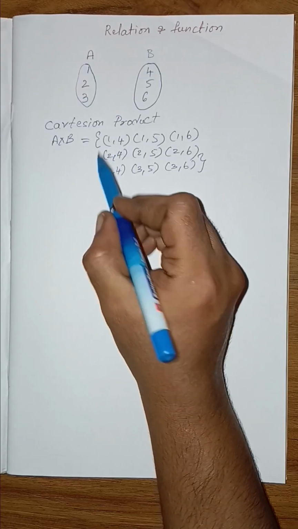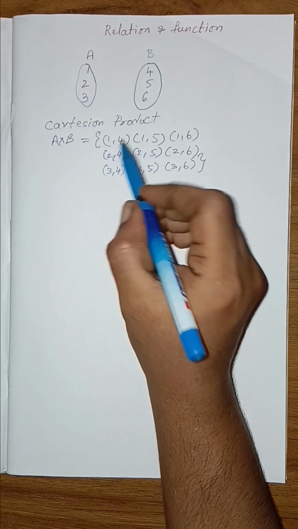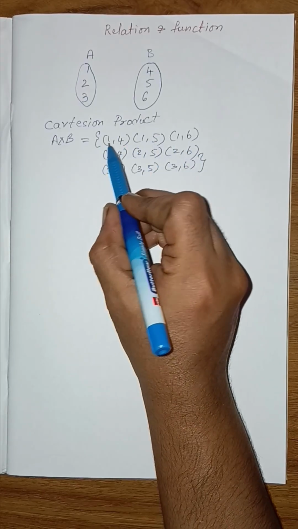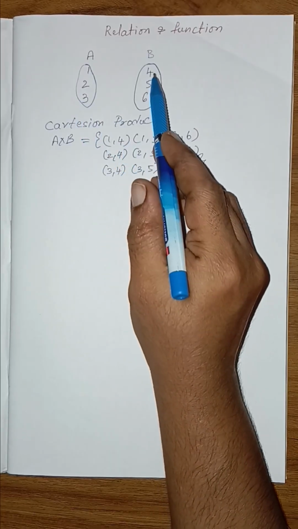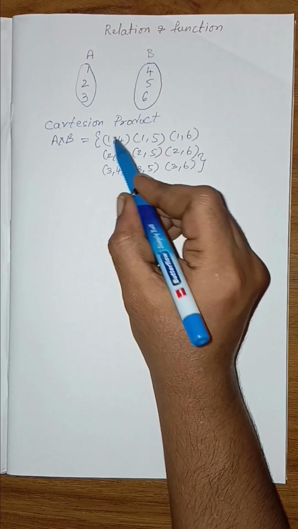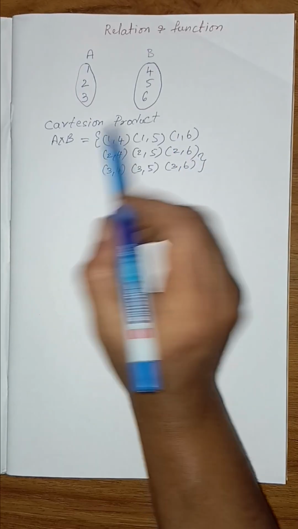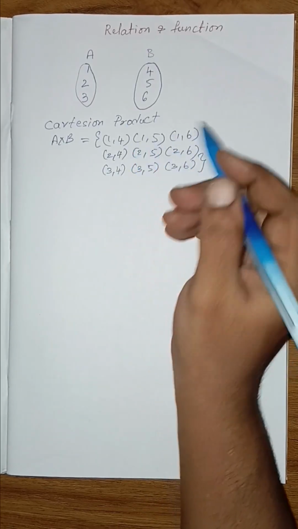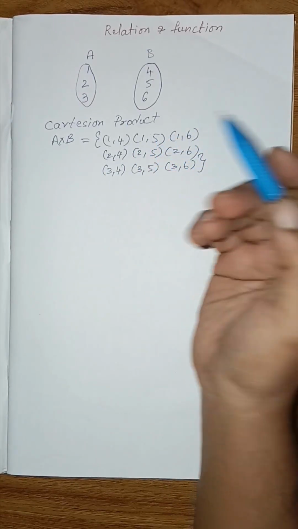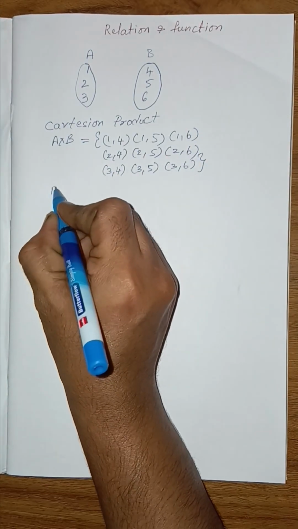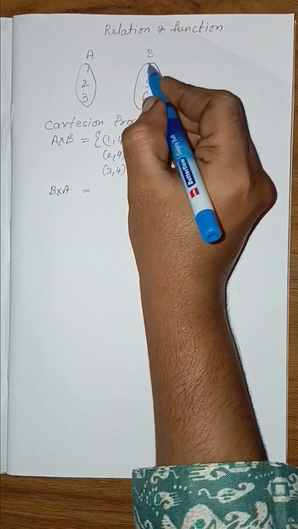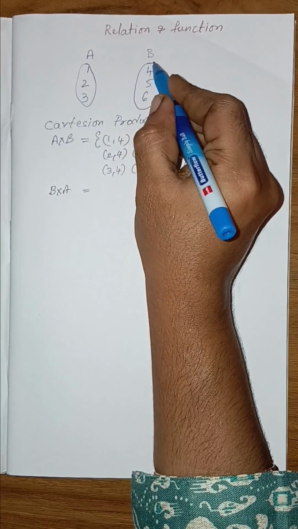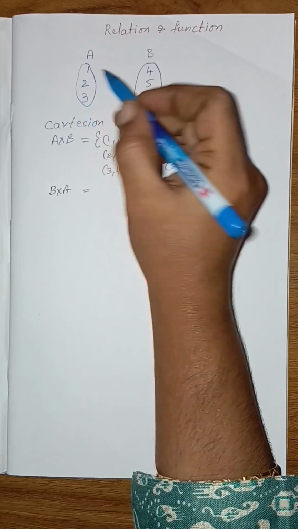So usually in our ordered pairs, the first element will be from set A and the second element will be from set B. Totally 9 ordered pairs for A cross B. Few will ask, why can't we write B cross A? Of course, we can write B cross A, but here the relation will be from B to A. So here we have to take B as the first set and A as the second set.